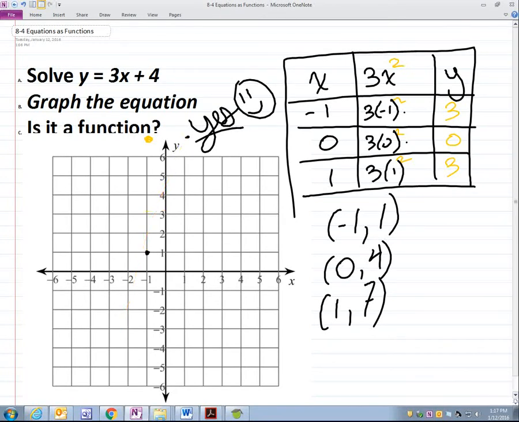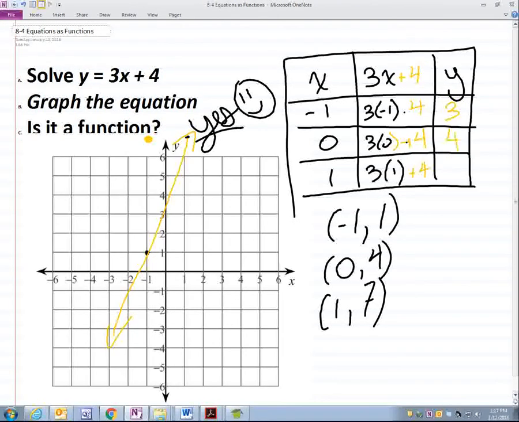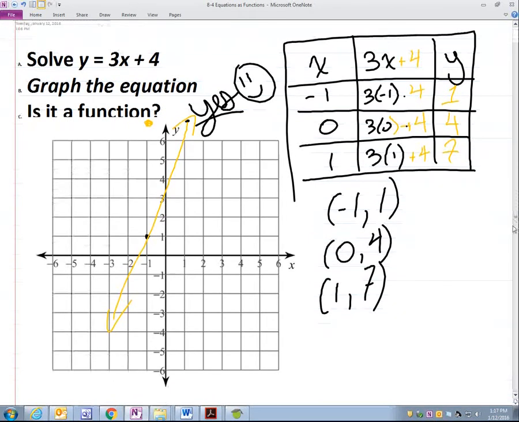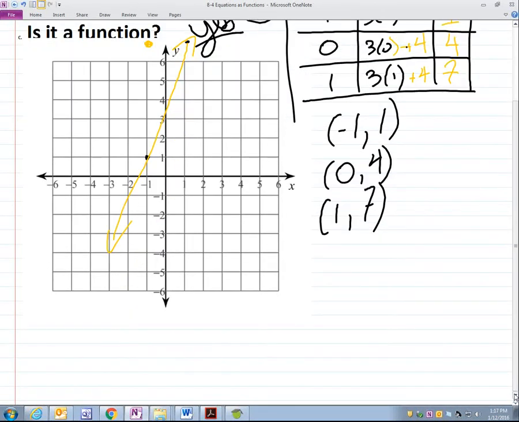So that reviews from yesterday. I want to get going to what we're doing now. You guys have that written down, right? That 4. Forget the squared. I just want the file to stay accurate. Okay, so I got those 3. Yes, it is a function because it passes the vertical line test.